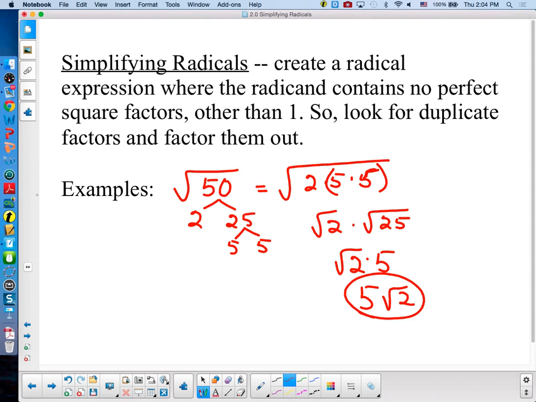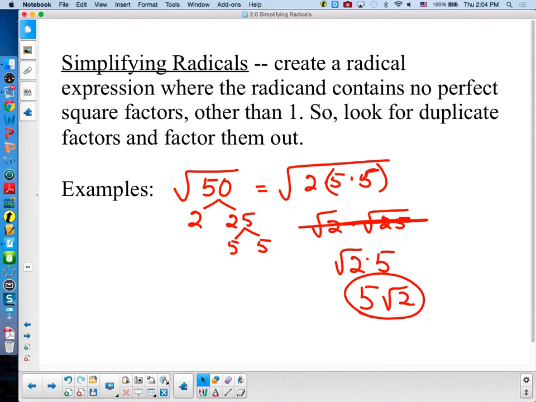It doesn't have any factors that are duplicates. It's just 1 times 2. There's nothing more that you could duplicate to factor out. Now this step in between here, some of you will need to write that, others will be able to go directly from, okay, I have a pair of 5s, so a 5 is going to come out, and what doesn't have a partner stays under the radical. So some of you will be able to go that way.